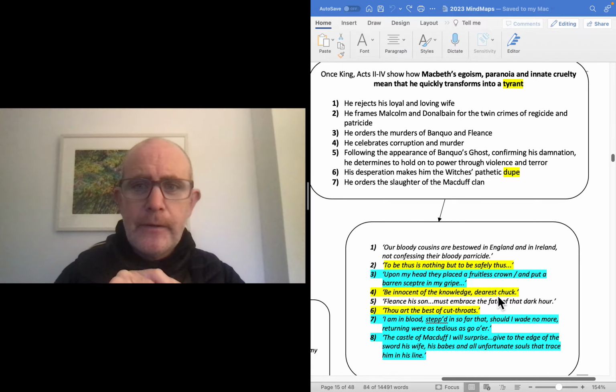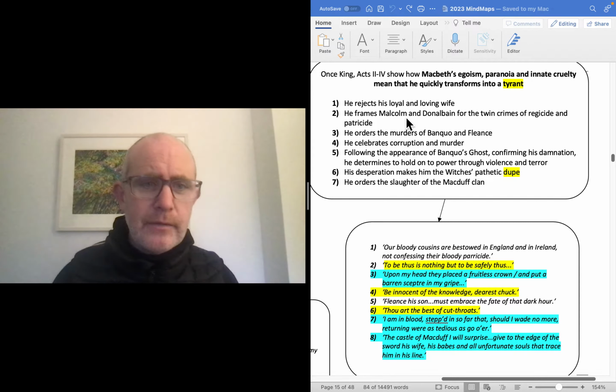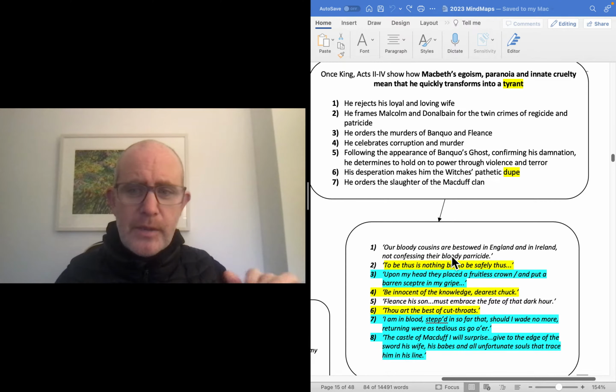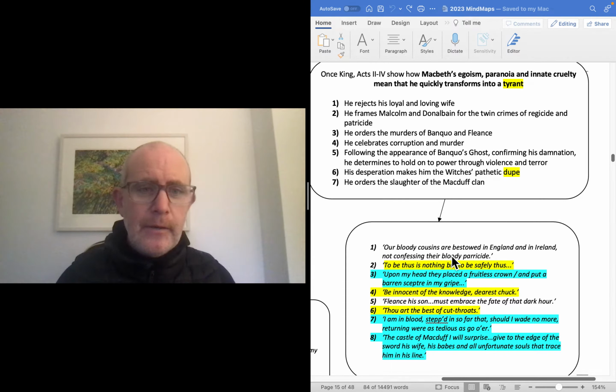The decision to frame Malcolm and Donalbain, to set them up as regicides, which is bad enough, but also as patricides, which means to kill your father, is really cynical. And this is the quote here: "Our bloody cousins are bestowed in England and in Ireland, not confessing their bloody parricide." Now, Shakespeare writes parricide, but parricide means patricide. But there he is, cynically, knowing that Malcolm and Donalbain are completely innocent.